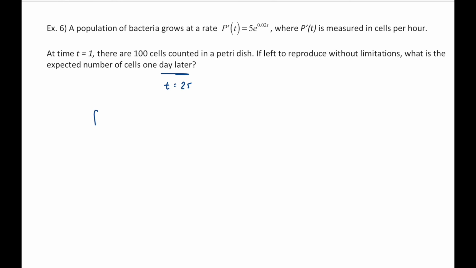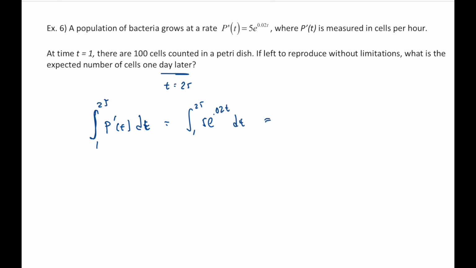So we've got this rate of reproduction, or the rate of change of our population with respect to time, going from 1 to 25. So when we're looking at our rate of reproduction, what's the net change from the population at 1 to 25 hours, or 1 day later? So this is going to be the integral from 1 to 25 of 5e^(0.02t) dt.